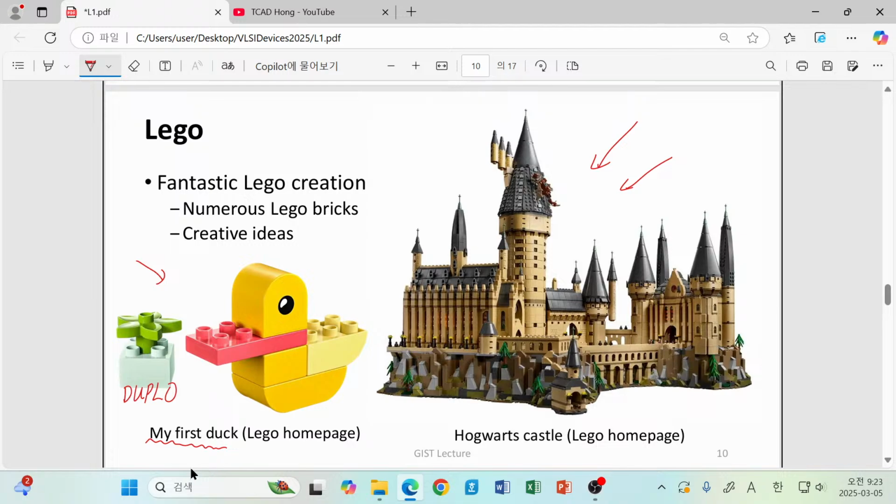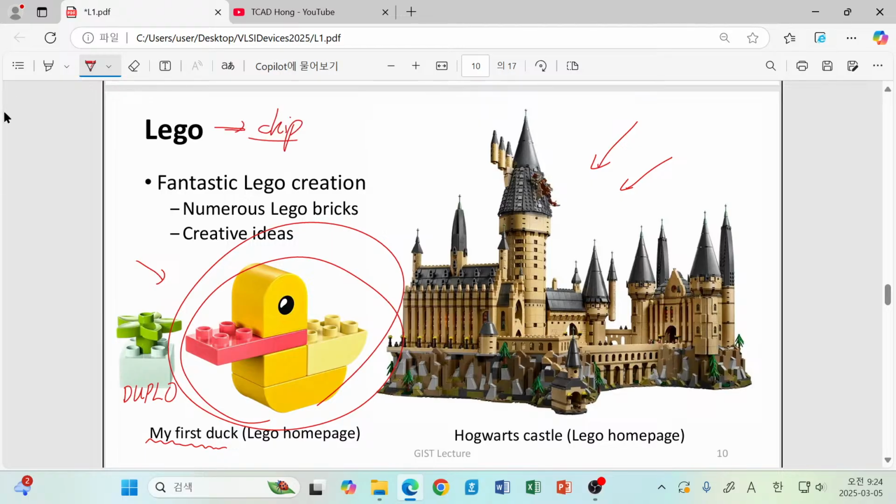Otherwise, your realization of a Hogwarts castle with Duplo blocks will not be this size. It will just take our entire room, lecture room. So it is really important, even though you have a creative idea and the best designing skill, in order to make a beautiful creation, you need a good building block. That is exactly the same for our chip industry.